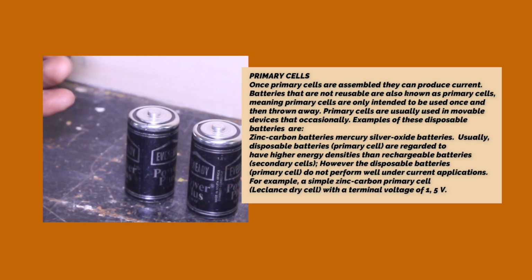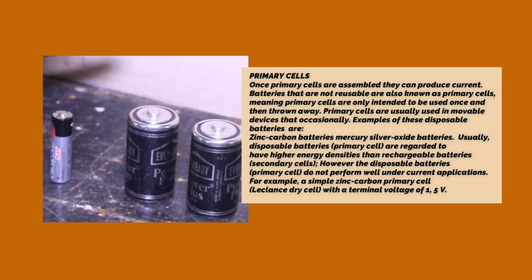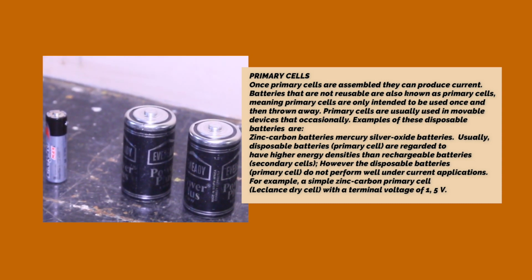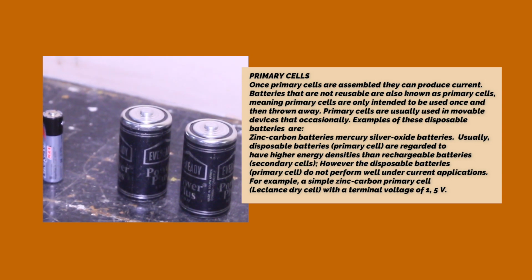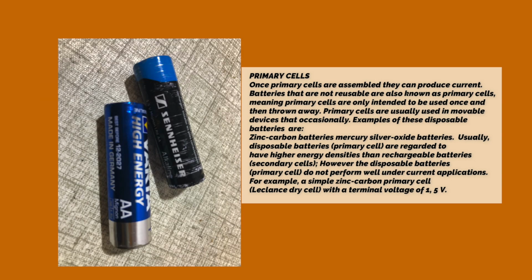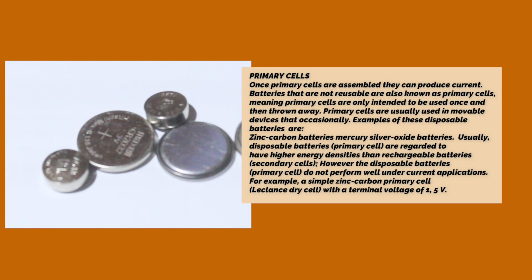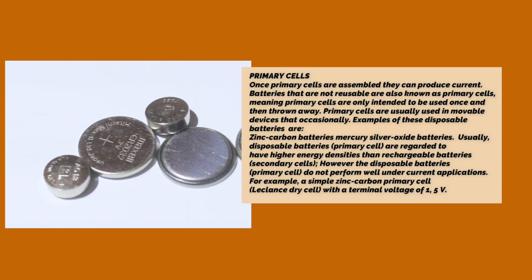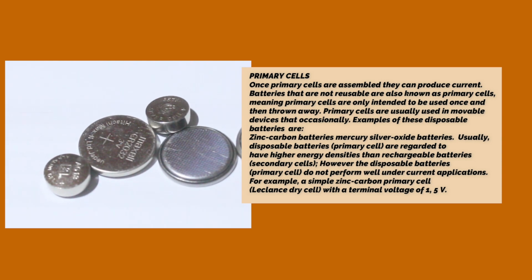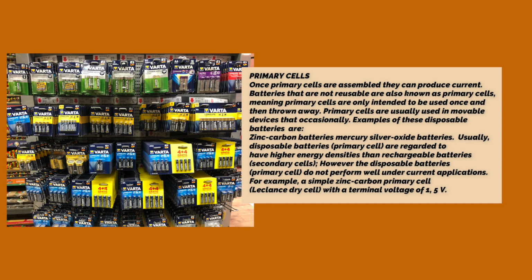Primary cells. Once primary cells are assembled, they can produce current. Batteries that are not reusable are also known as primary cells, meaning primary cells are only intended to be used once and then thrown away. Primary cells are usually used in movable devices. Examples of these disposable batteries are zinc-carbon batteries, mercury, and silver oxide batteries.